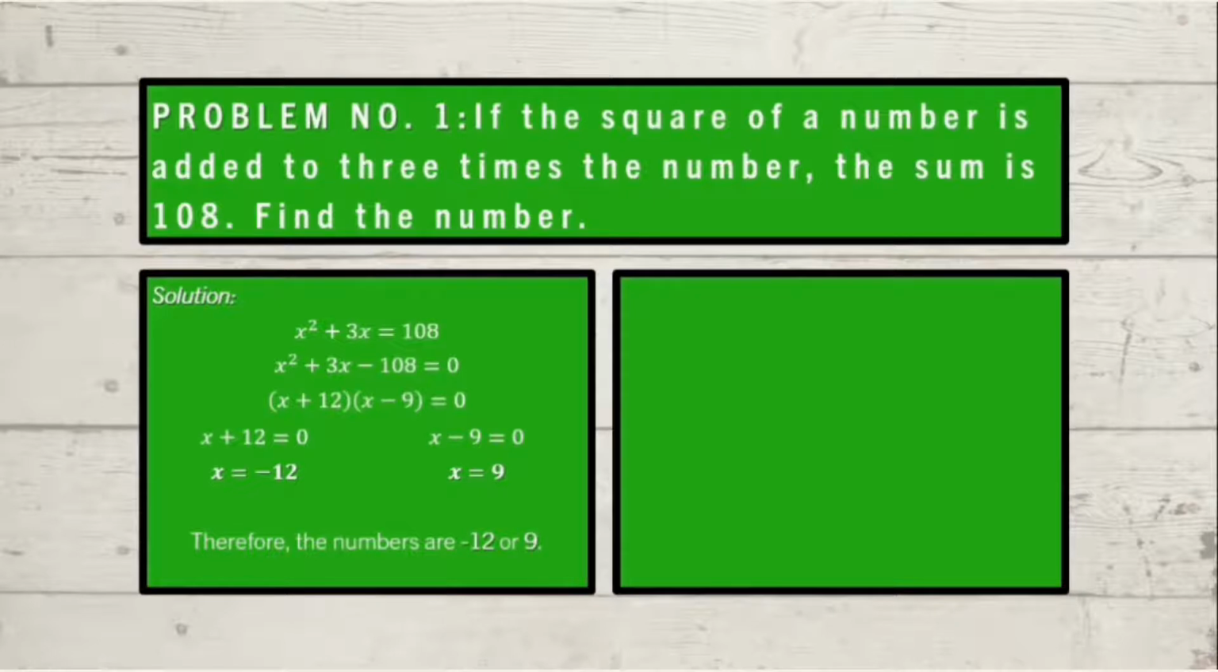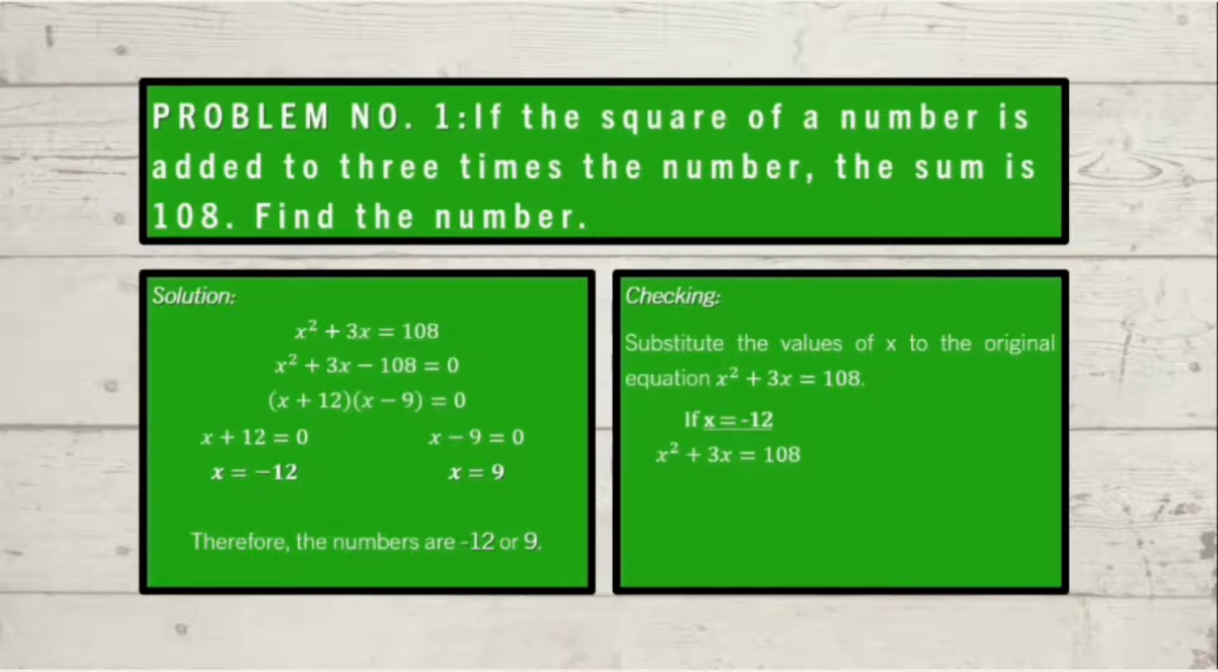The next is our checking. To check, you are going to substitute the solutions that we got in the original equation. And that is x squared plus 3x is equal to 108, and our first x is negative 12.